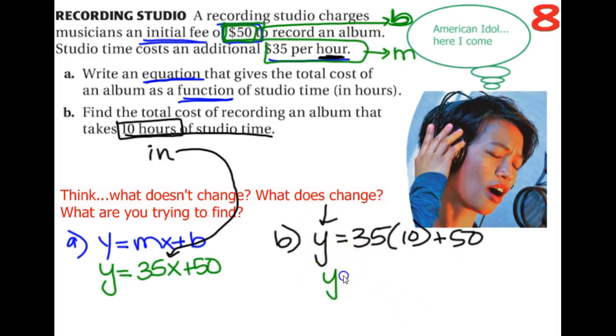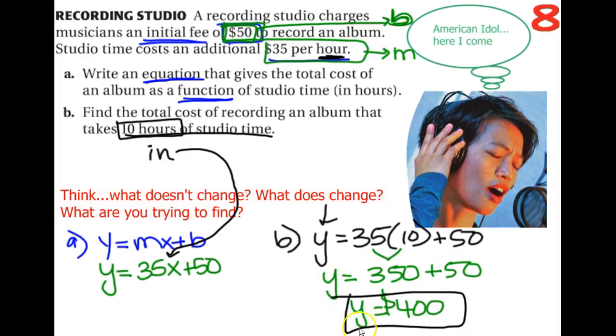So we can solve this without using a calculator. 35 times 10, just add a 0. That would give us 350. And 350 plus 50 would equal a nice 400. And we're talking about money, so we can put a dollar sign on there. It would cost us $400 to spend 10 hours in the studio.